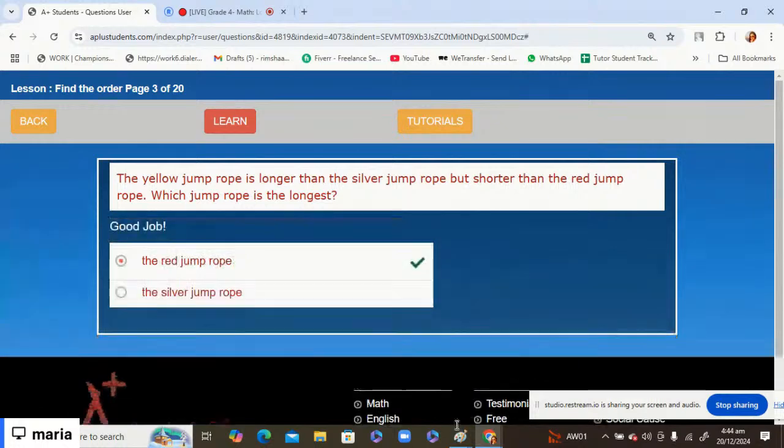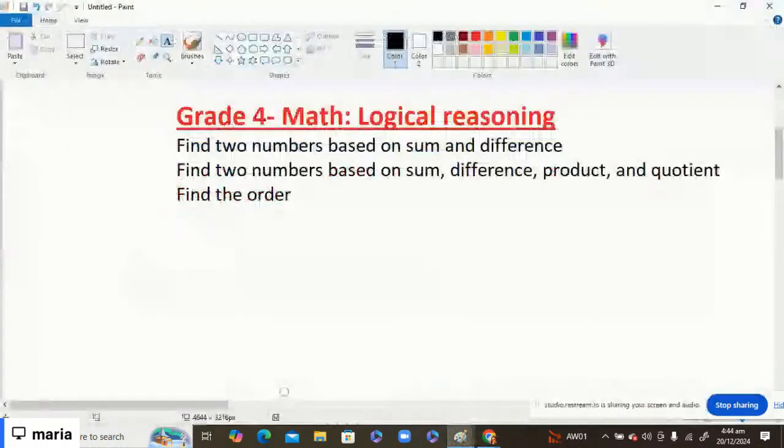Hope you guys understand this lesson. Today we discussed grade 4 maths. The chapter we discussed today is logical reasoning, and here is the list of lessons: find two numbers based on sum and difference, find two numbers based on product and quotient, and find the order. We also covered one lesson from the like and unlike denominators chapter.